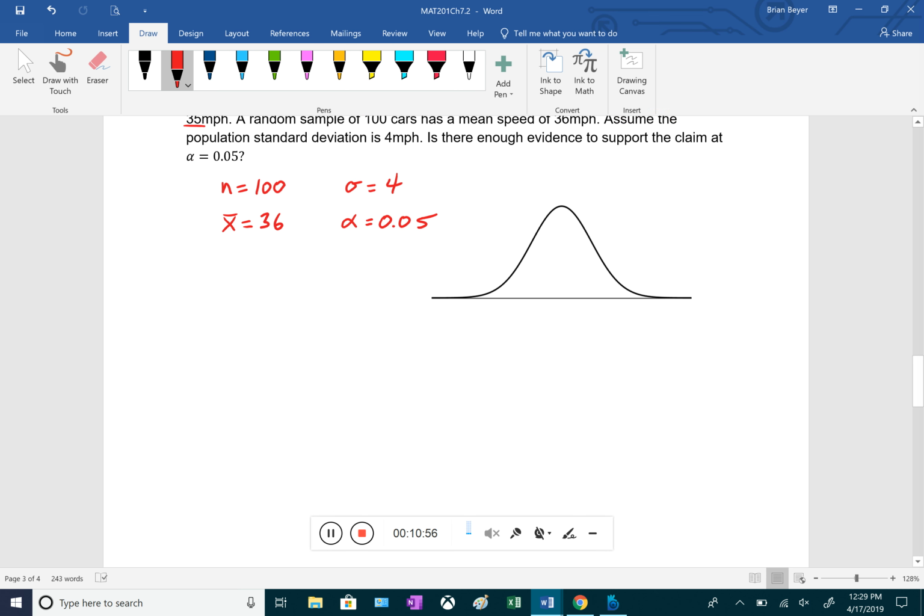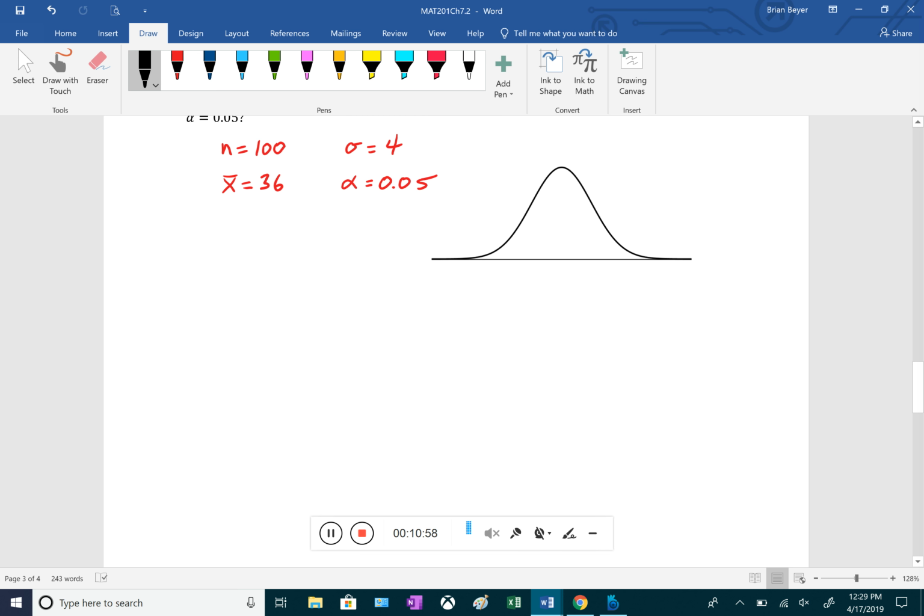Okay, so before we set up the hypotheses, let's verify that we have sigma. So we know we're doing a z-test. We do have the population standard deviation. So that's how we know we're doing the z-test.